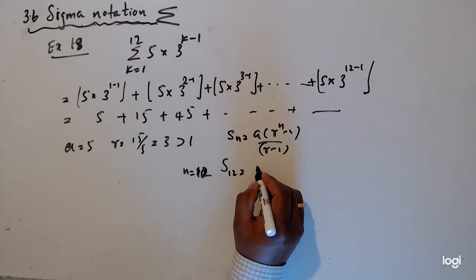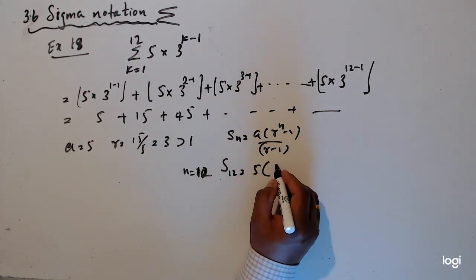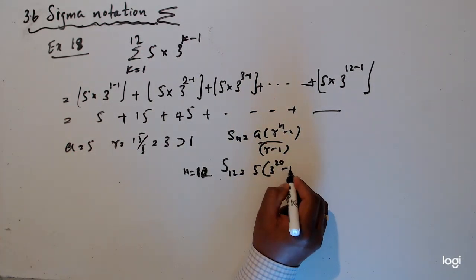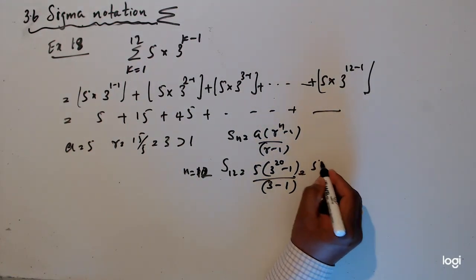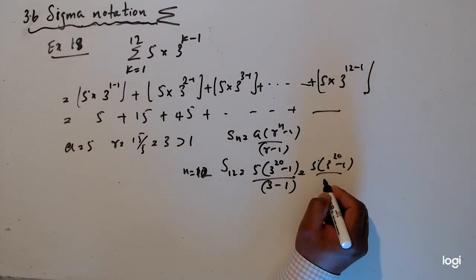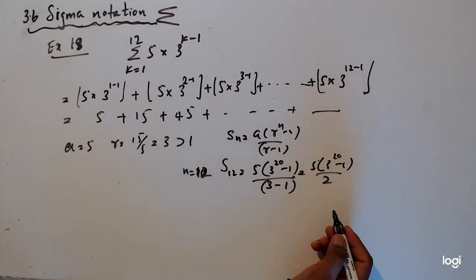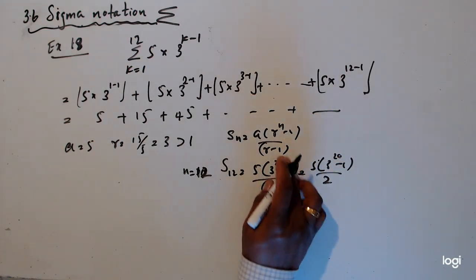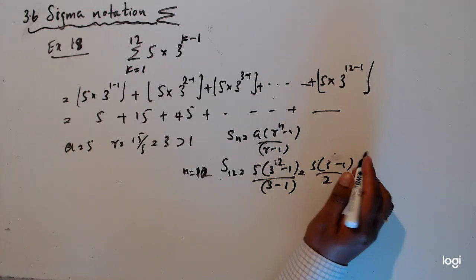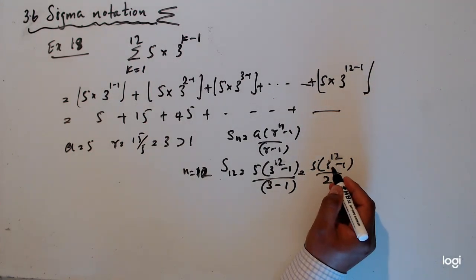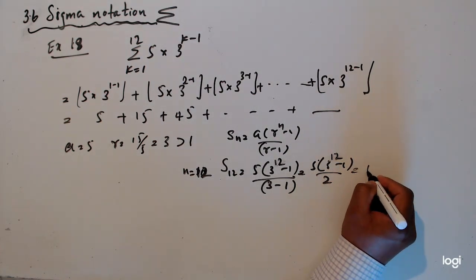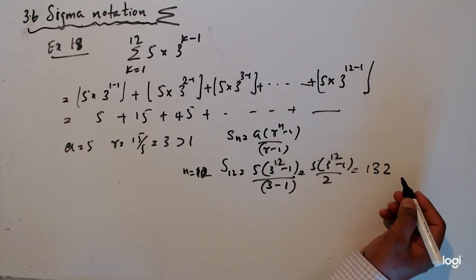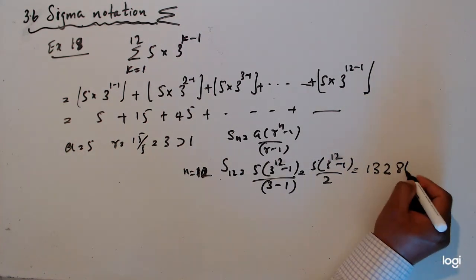So S12 is a value 5 times (3 to the power 12 minus 1) over (3 minus 1), 5 times (3 to the power 12 minus 1) over 2. Not 20, sorry, it's 12. So when you simplify, you may get the book answer, 1328600.